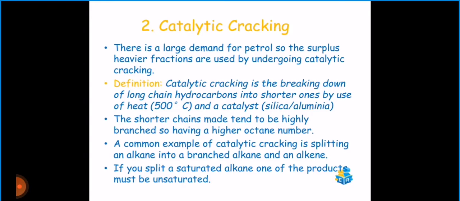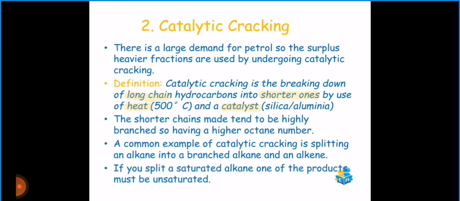The second way to increase octane number is by a process called catalytic cracking, and there's a large demand for petrol, so often the surplus heavier fractions from fractional distillation are used to create petrol, but they have to undergo catalytic cracking first. So this is our definition for catalytic cracking. It's the breaking down of long-chained hydrocarbons into shorter ones by the use of heat, which would be approximately 500 degrees, and a catalyst, which is often silicon and ammonia.